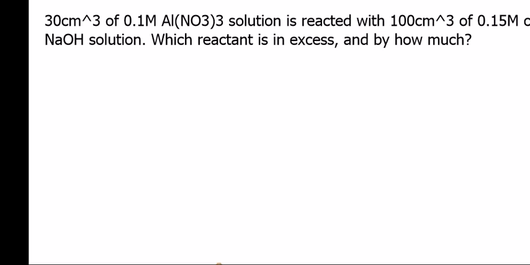30 cm³ of 0.1 molar aluminium trioxonitrate(V) solution is reacted with 100 cm³ of 0.15 molar sodium hydroxide solution. Which reactant is in excess and by how much? Solution.